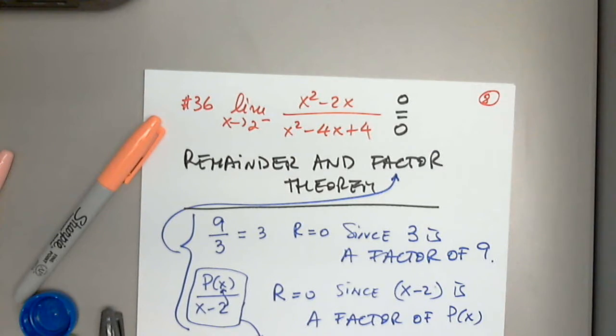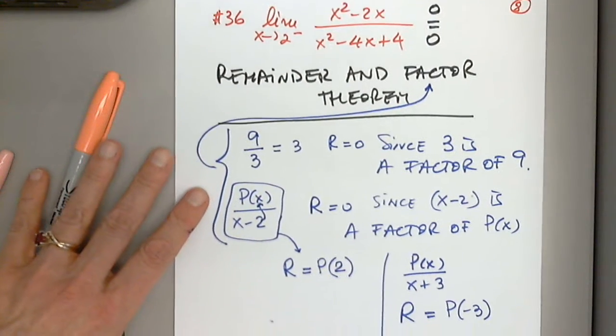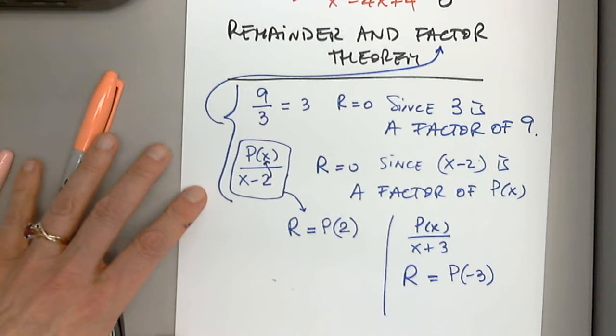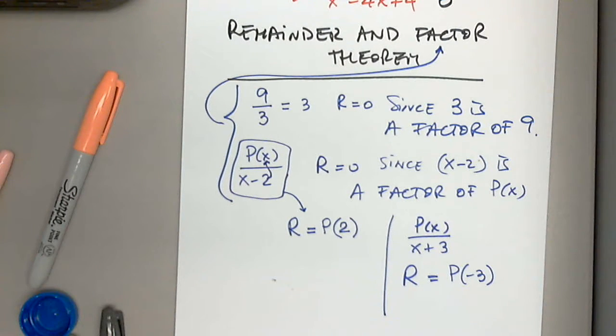This is crucial. Let me start from the beginning. We need to understand this one more time. 9 divided by 3 is 3 because the remainder is 0, right? Which means that 3 is a factor of 9. If I divide p of x by x minus 2, and it happens that the remainder is 0, I immediately conclude that p of x is divisible by x minus 2, or x minus 2 is a factor of p of x.